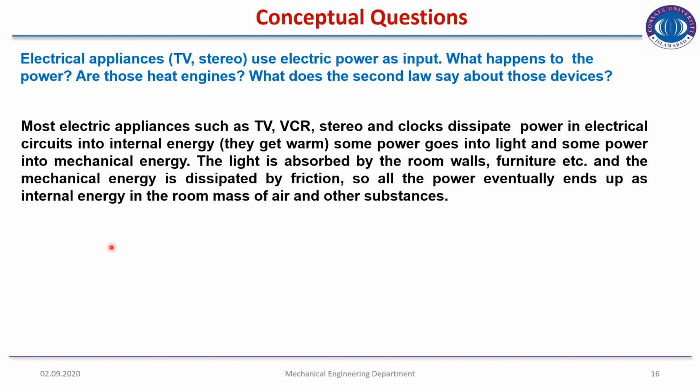Some power goes into light and some power into mechanical energy. The light is absorbed by the room walls, furniture, etc., and the mechanical energy is dissipated by friction. As you know, in friction the energy is dissipated as heat. So all the power eventually ends up as internal energy in the room's mass of air and other substances. Therefore, the rejected energy in the ambient air is absorbed by the room's mass of air.